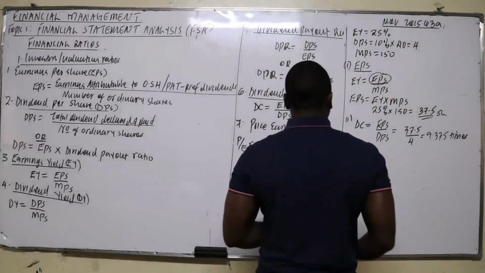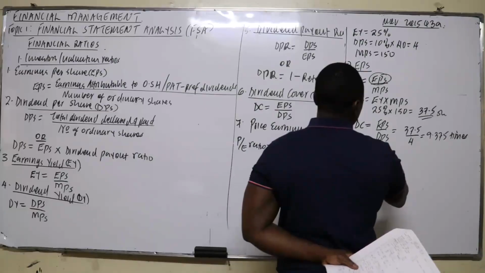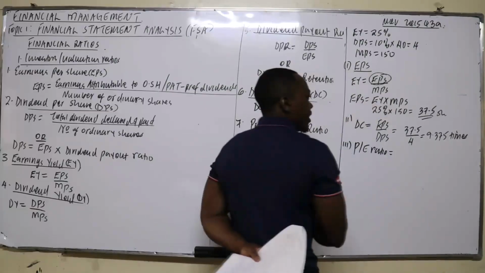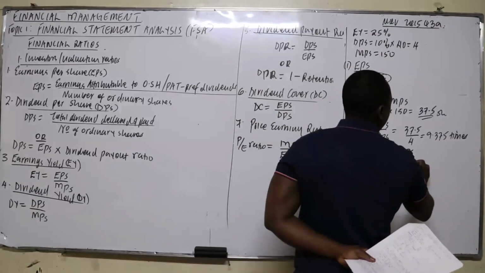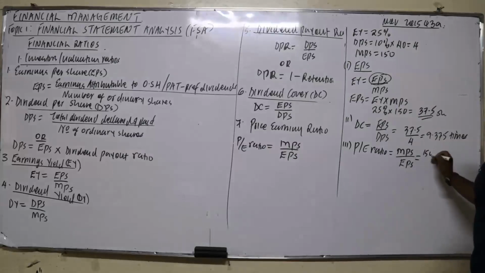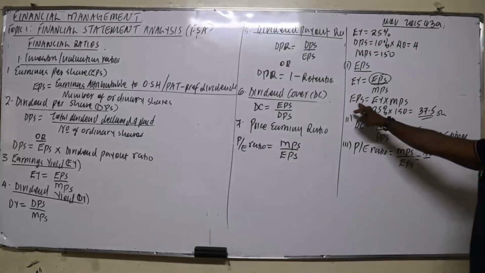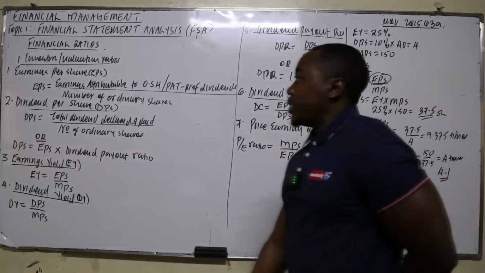Then lastly, number 3, price earning ratio. So how do we get the price earning ratio? It's the market price per share, you divide by the earnings per share. The market price per share you have is 150. The earnings per share you have is 37.5. You get 4 times or 4:1. As simple as that. So you can copy.